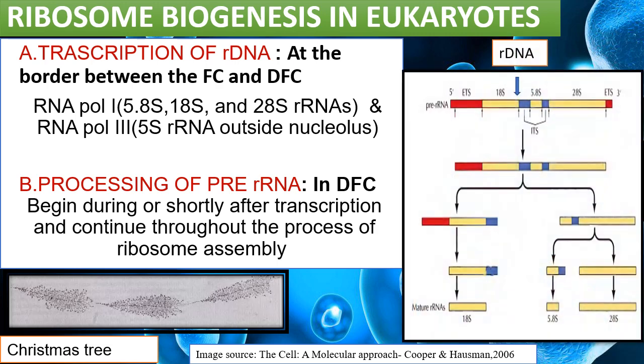In higher eukaryotes, the primary transcript of the ribosomal DNA is the large 45S precursor ribosomal RNA, and it is composed of 18S, 5.8S, and 28S ribosomal RNAs. Along with these, it also contains two external transcribed spacers at the 5' and 3' ends. These red regions at the 5' and 3' ends are the external transcribed spacers.